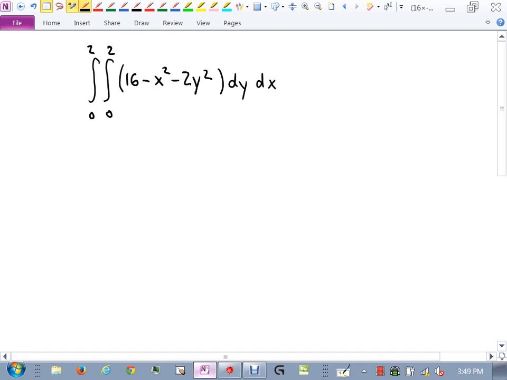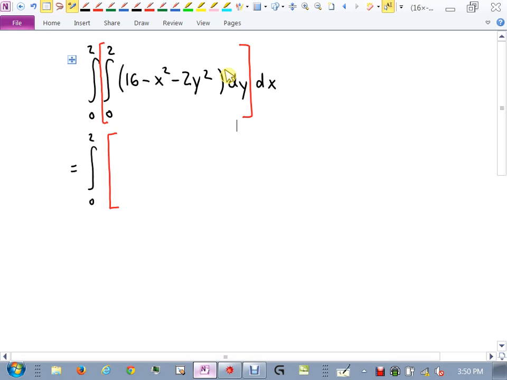So integrate with respect to y. Here's what I'm doing. I'm doing this first integral. We'll call this the inner integral, okay? I want to do that first.